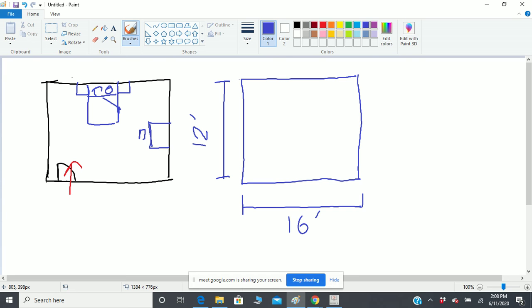So what is the shape? Who can tell me the shape? Yes, it's a quadrilateral. Good. But what kind of quadrilateral? What's the name? Is it a square? If one side is 12 and one side is 16, what is the shape? Rectangle. Good.